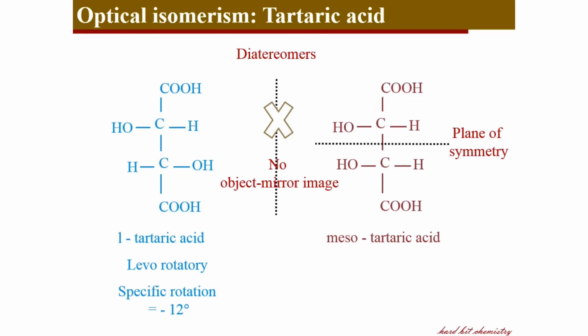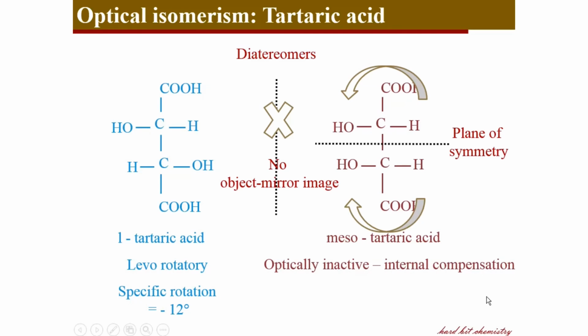Such a molecule will be optically inactive, although it possesses two chiral centers. And the optical inactivity arises due to internal compensation. That means optical activity due to the lower half of the molecule is cancelled by optical activity due to the upper half, and therefore meso-tartaric acid is optically inactive due to internal compensation, and hence the specific rotation will be 0. So meso-tartaric acid is a special case where the molecule is optically inactive although it possesses two chiral centers.